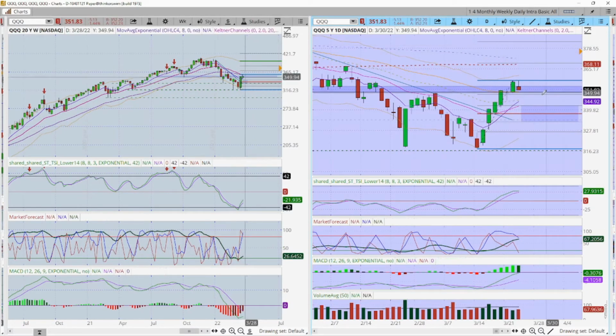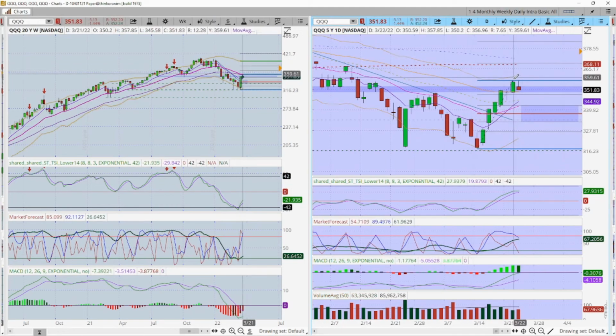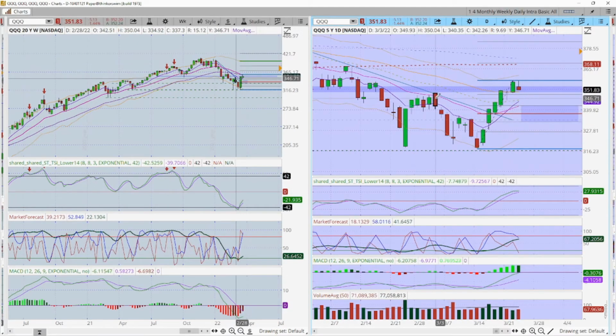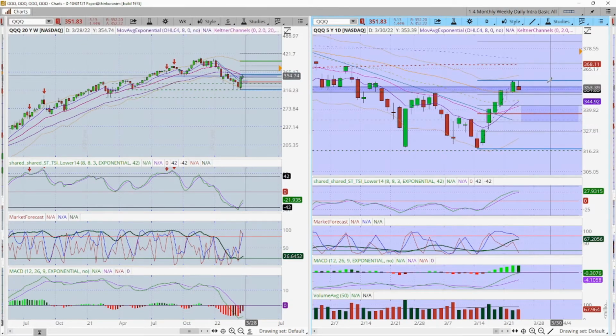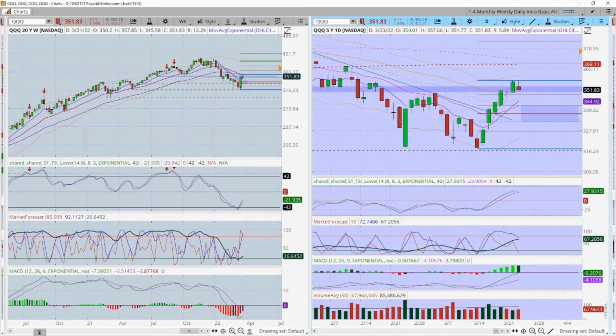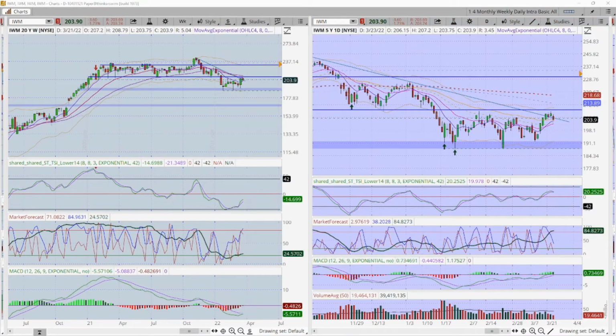That would do a couple of things for me. That would, one, provide me a higher high because we took out this high. If I come down and hit that level there and it reverses, that would give me a higher low. Therefore, I would be by definition back into an uptrend on the NASDAQ.